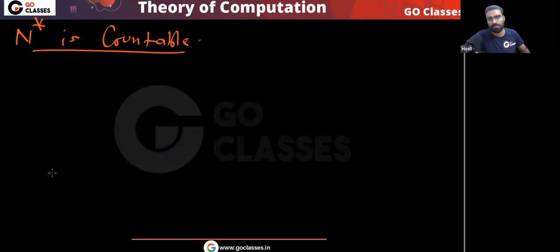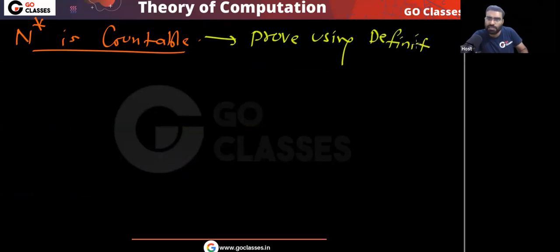Now this N star is countable. How to prove it? What is the definition you will use to prove this is countable? Your favorite, definition 3. Very good. You can easily prove it using definition 3. Yes or no? We can prove it using definition 3.